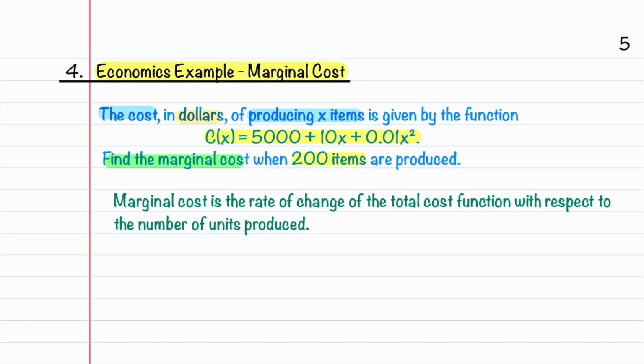Let's first talk about what marginal cost is. Marginal cost is just the rate of change of the total cost function with respect to the number of units produced. So that means marginal cost is going to be the change in cost with respect to the number of units produced. So it's going to be dC/dx. And we want to find dC/dx when x is equal to 200.